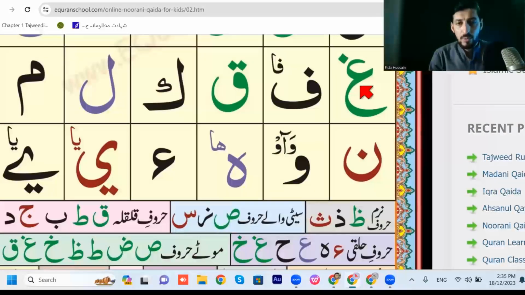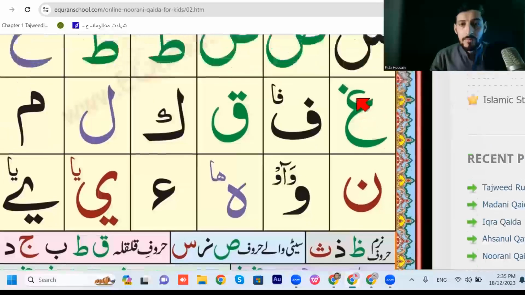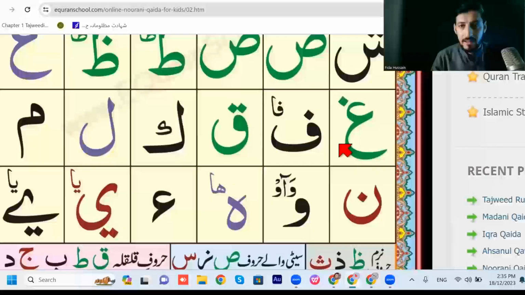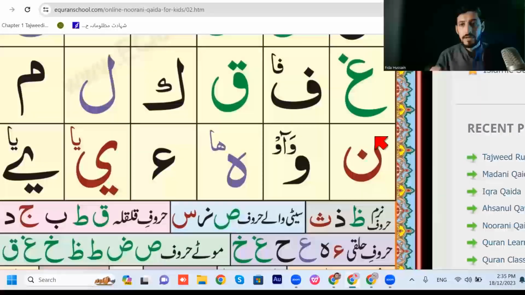In the second lesson, we will read from this letter, because in the first lesson we read from Alif till Ain. We were learning how to pronounce these letters, the Arabic alphabets. So we reached here. Today we will start from Ain. How to read them, how to pronounce them.